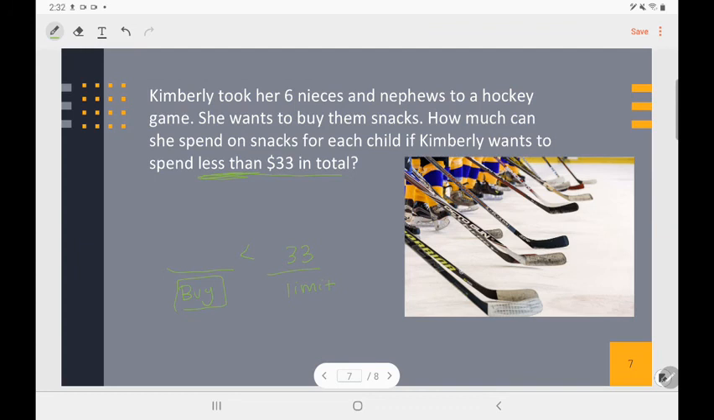Now, how much is she going to buy? Well, she has 6 nieces and nephews with her, and I'm assuming she's going to buy the same amount for each, so 6x. And I'm going to go ahead and solve that by dividing 33 divided by 6. X is less than 33 divided by 6, 5.5. So Kimberly wants to spend less than $5.50 on her nieces and nephews each.